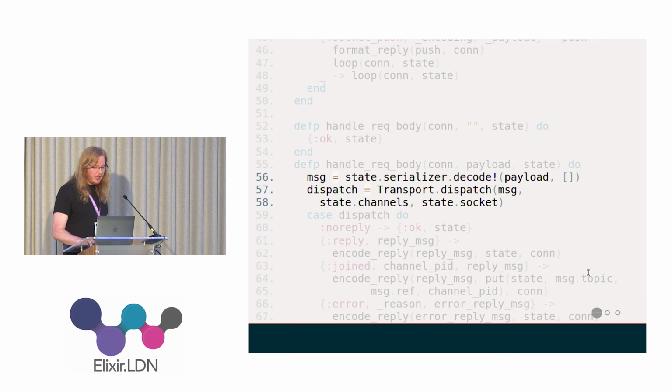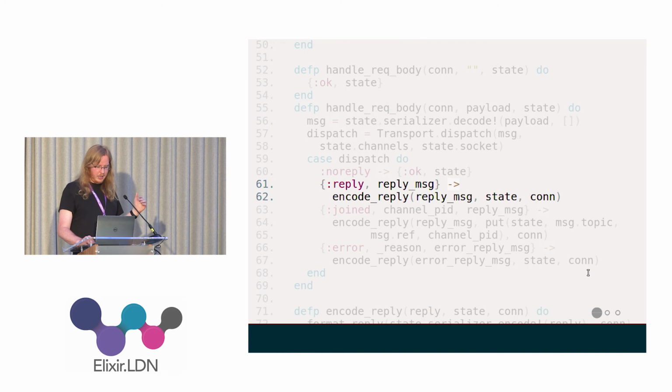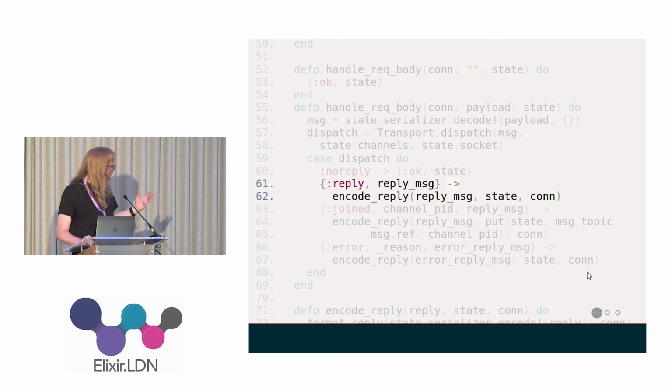When we handle an incoming message, we want to decode it using the serializer that's specified, and then we can dispatch. So this is a function that's available in the transport module as well. You pass it the message and the channels that you've got and the socket, and it'll work out whether you need to send a message or just keep executing. So if it's a no reply, you don't need to do anything. You can just return OK state. If you get a reply tuple with a message, then you'll want to encode a reply with the message that came back. So if you, for example, call Phoenix join, then you'll want to get a reply that says Phoenix join.